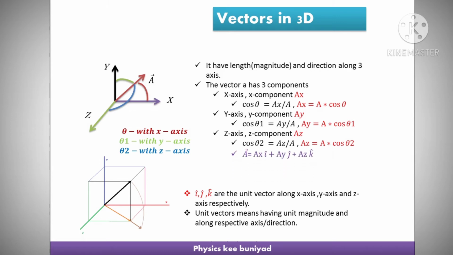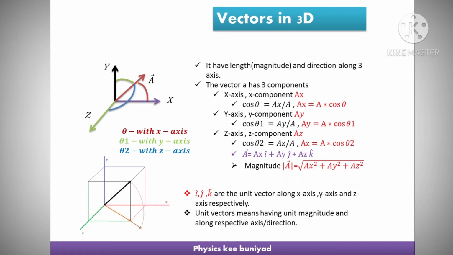Now if we write the basic representation of the vector a in 3-dimensional coordinates, you can write a equal to ax i cap plus ay j cap plus az k cap. Here i, j, k are the unit vectors along the x-axis, y-axis and z-axis respectively, and ax, ay, az are the constants along the different axes.